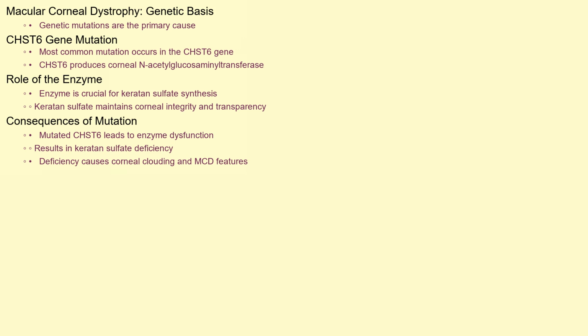Macular corneal dystrophy is primarily caused by genetic mutations. The most common culprit is a mutation in the CHD6 gene, which is responsible for producing a specific enzyme called corneal N-acetylglucosaminotransferase. This enzyme is crucial for the proper synthesis of keratin sulfate, a carbohydrate molecule essential for maintaining the structural integrity and transparency of the cornea. When the CHD6 gene is mutated, the enzyme doesn't function correctly, leading to a deficiency in keratin sulfate. This deficiency is the root cause of the corneal clouding and other characteristic features of MCD.